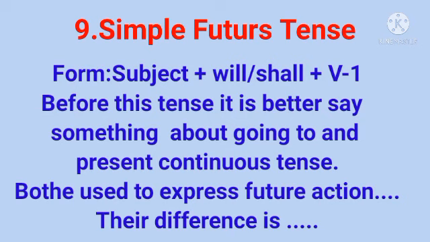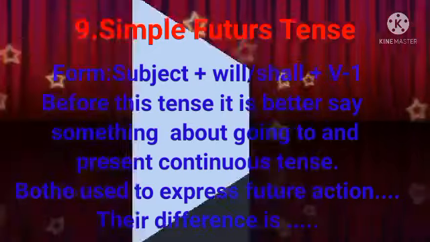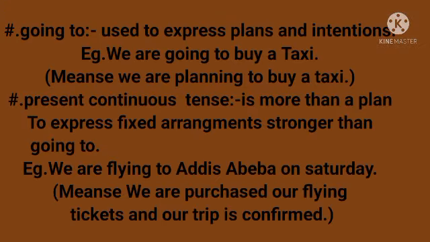Before this tense, it is better to say something about going to and present continuous tense, both in order to tell something about the future. Let's see one by one. Going to is used to express plans and intentions. For example, we are going to buy a taxi. In any sense, we are planning to buy a taxi.